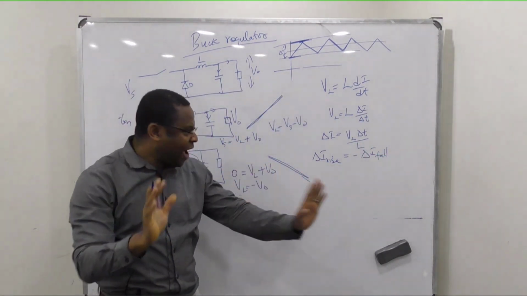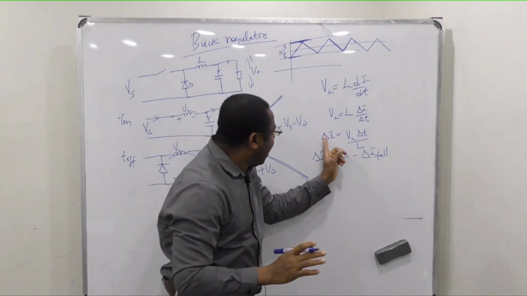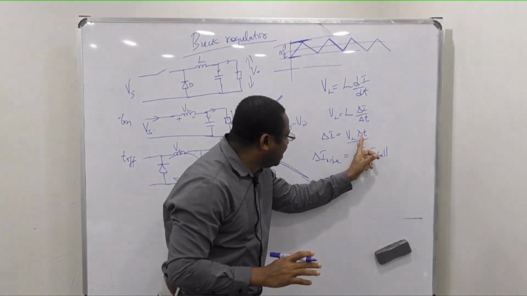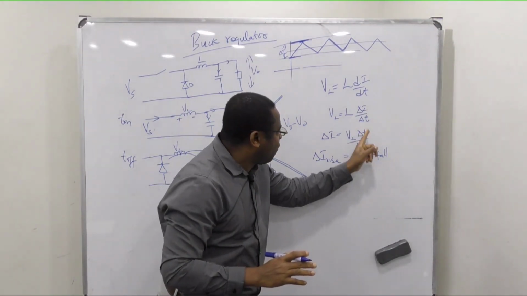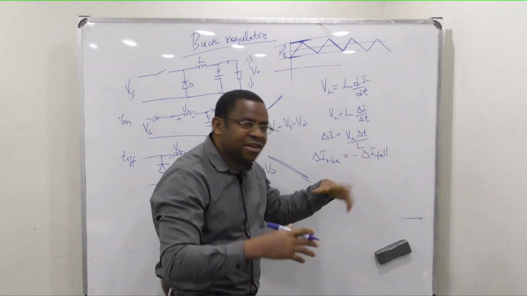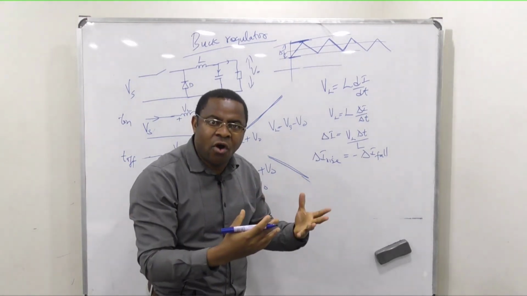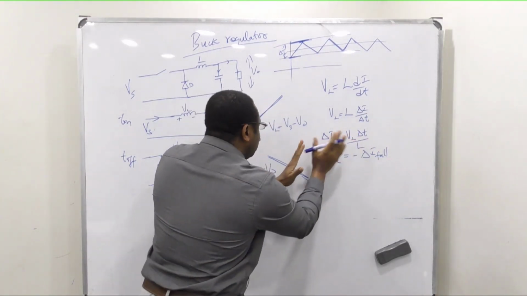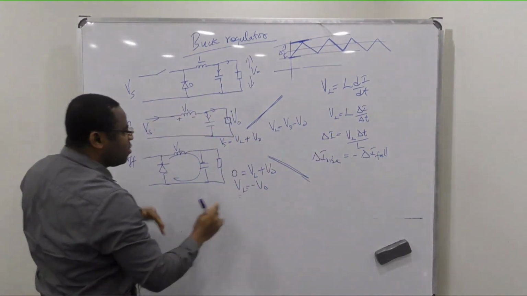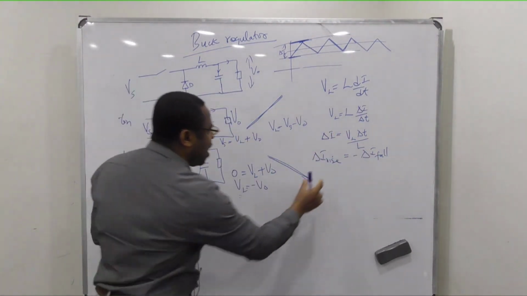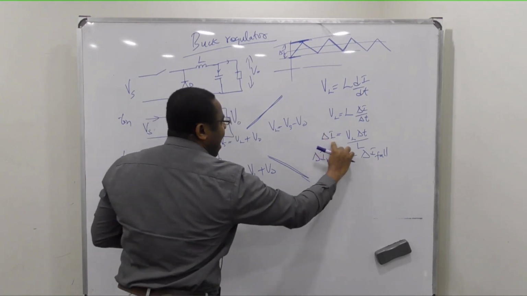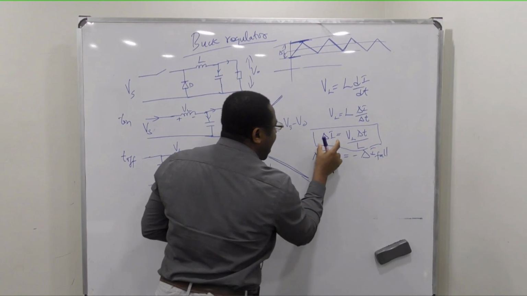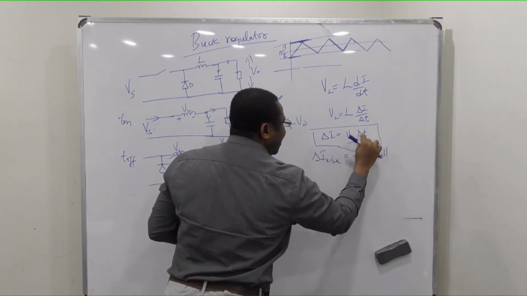So why do I write this? Because now I know that my delta I is VL delta T divided by L. For time on, delta T is T on. For time off, delta T is T off. So now I'm going to use these two scenarios to derive an equation. Let's look at delta I rise. Delta I, we should know this very well, is VL delta T over L.